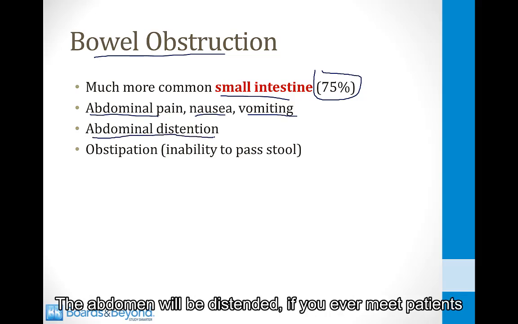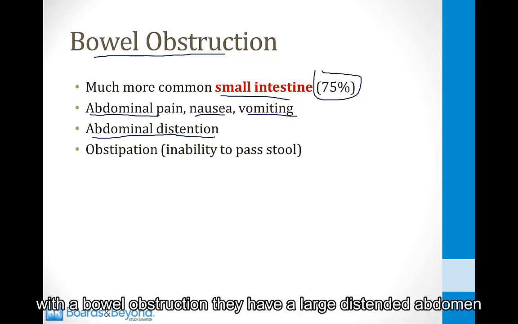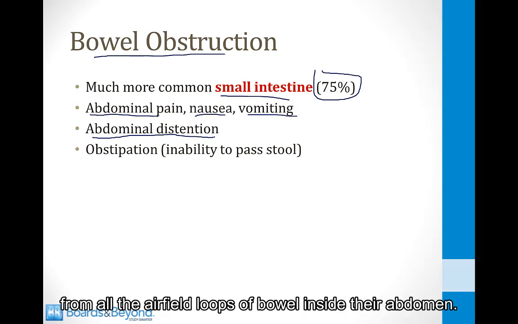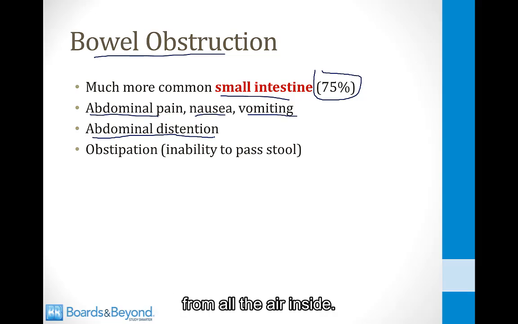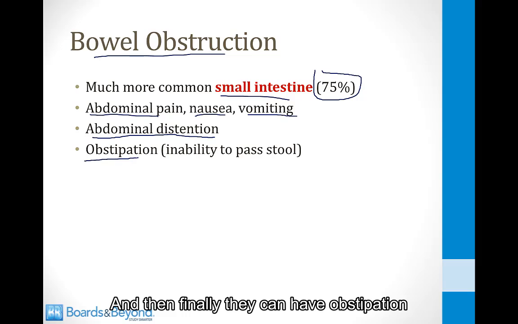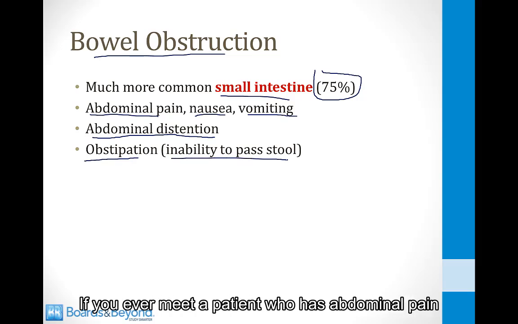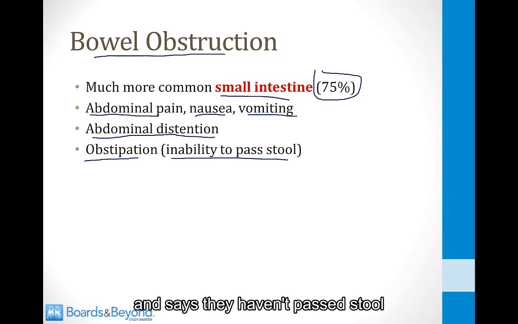If you ever meet patients with a bowel obstruction, they have a large distended abdomen from all the air-filled loops of bowel inside their abdomen. You can tap on their abdomen and hear echoing from all the air inside. And then finally, they can have obstipation, which is the inability to pass stool. If you ever meet a patient who has abdominal pain and says they haven't passed stool in several days or are unable to pass gas, that's a very worrisome finding.